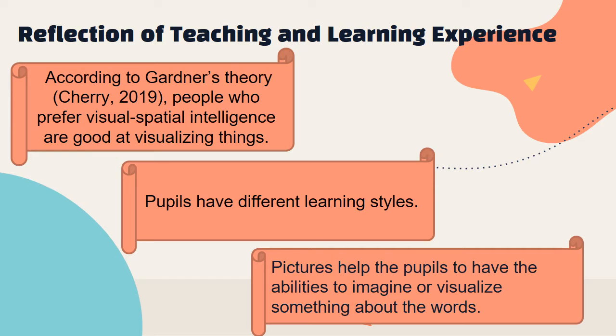I realized that my pupils are not really that weak, as they can learn better through pictures. The colorful pictures make them remember and understand the meaning of the words better. For example, when I show the word playground and the picture of a playground, they can relate the word and the picture together. According to Gardner's theory, people who prefer visual spatial intelligence are good at visualizing things. I realized that different pupils have different learning styles, and pictures help the pupils have the ability to imagine or visualize something about the words.